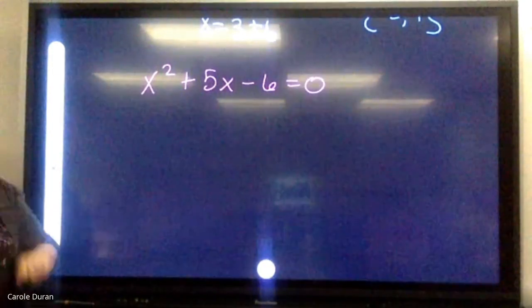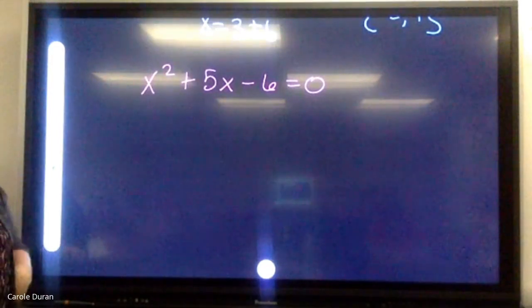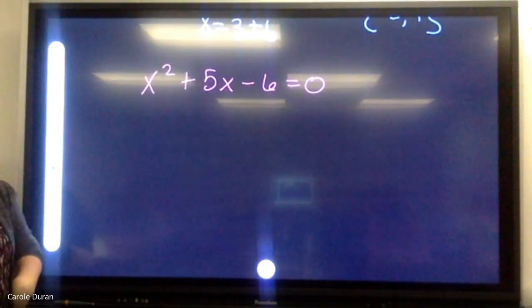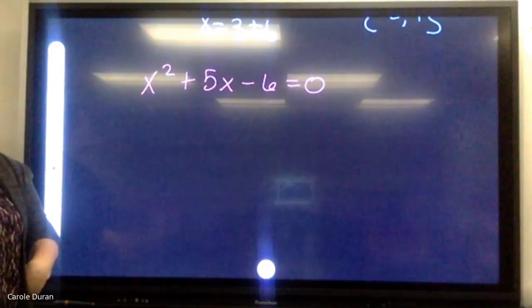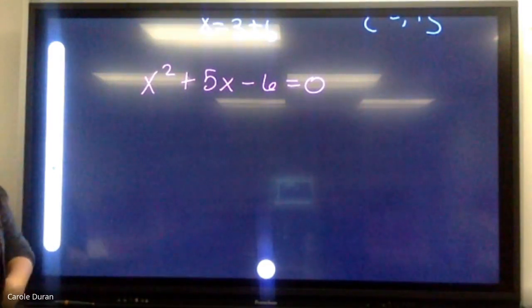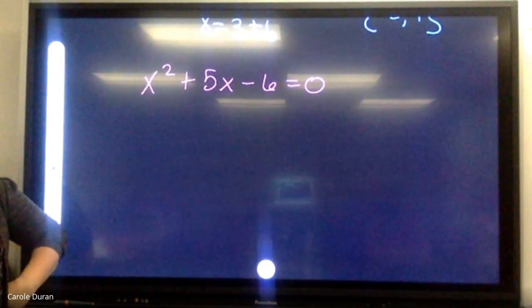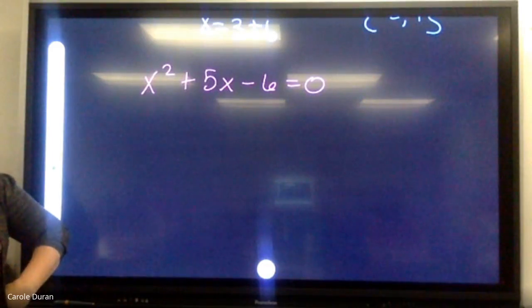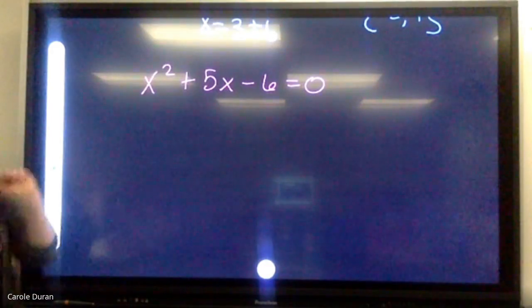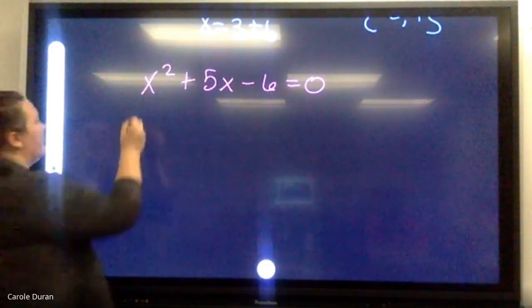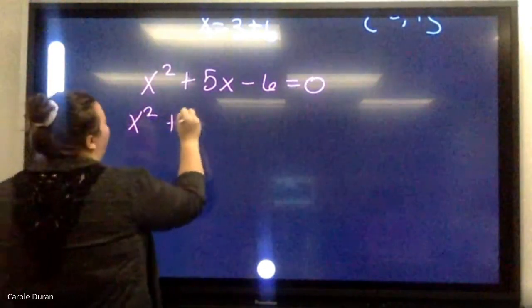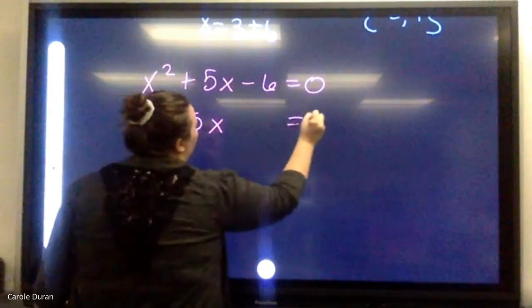Okay. So now I have x squared plus 5x minus 6 equals 0. What's my first step? Add the 6 over to the right side. So x squared plus 5x equals 6.